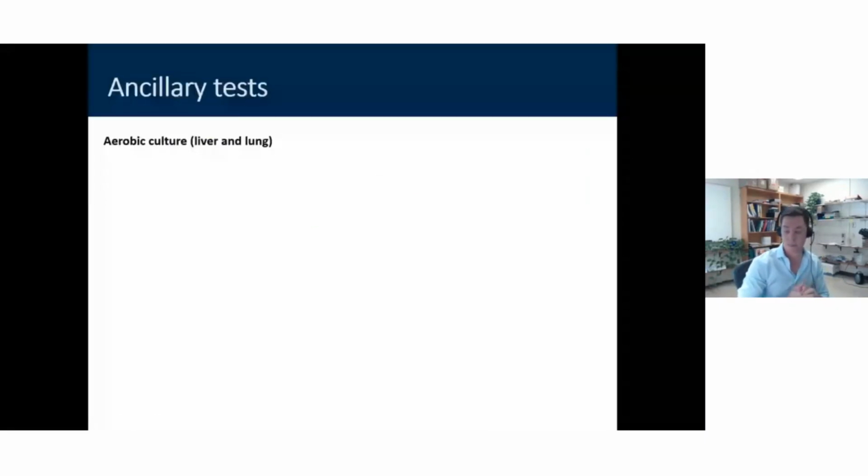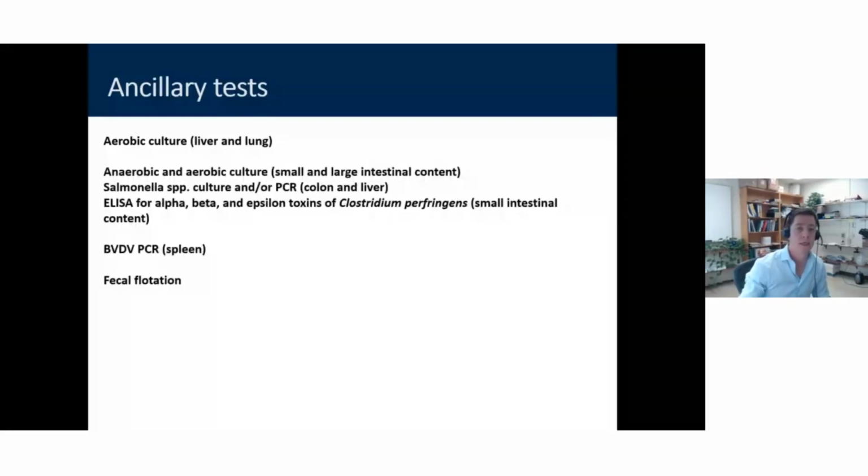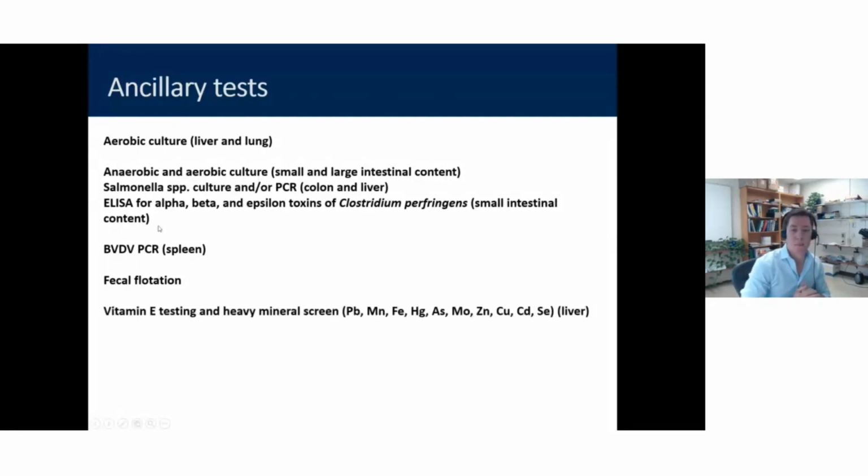Ancillary tests run in these cases include aerobic culture from liver and lung, a complete diarrhea panel with culture from small and large intestine, testing for Salmonella, and testing for Clostridium perfringens. These 3 toxins were tested from small intestinal contents. We checked for BVD, and we did check for parasites as well. As part of our routine diagnostic workup, a heavy metal screen and vitamin testing were also included.